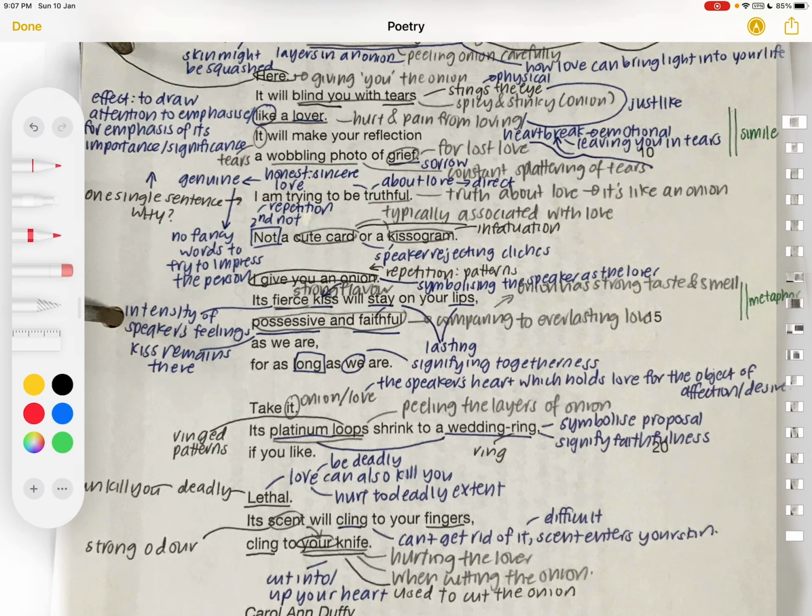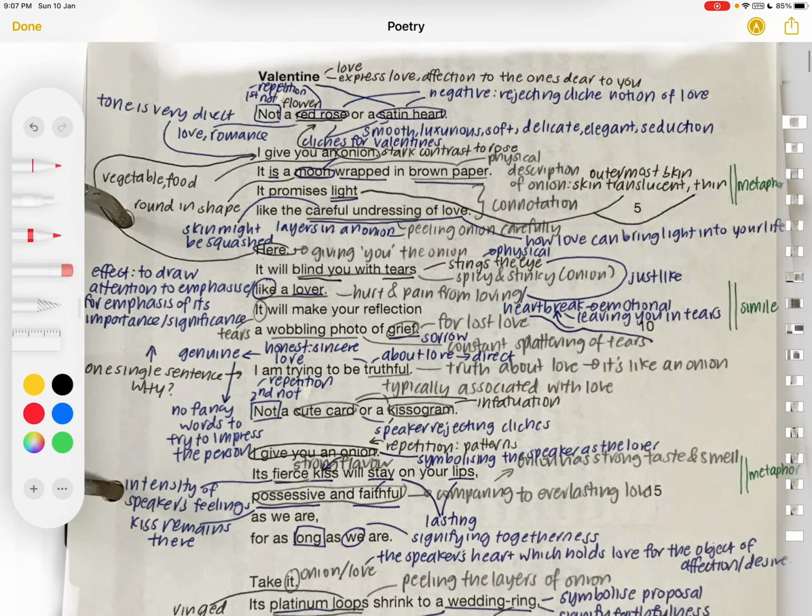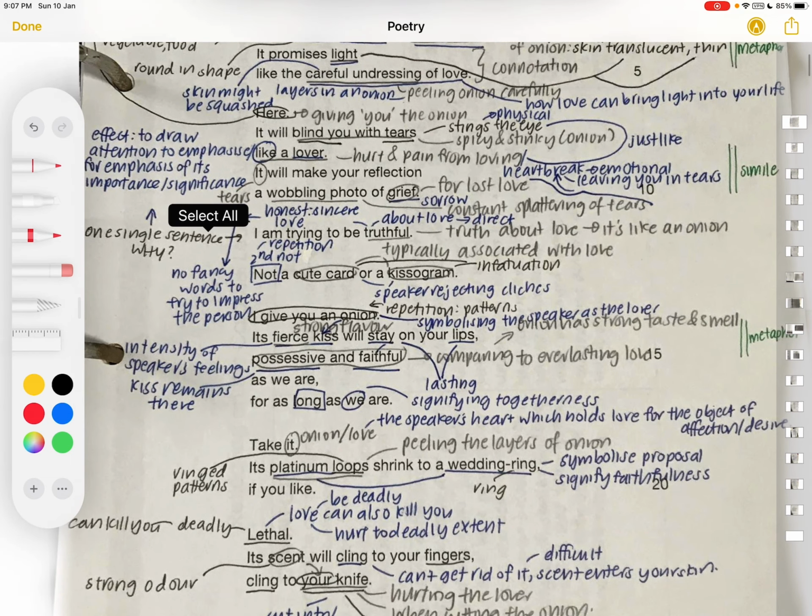"Not a cute card or a kissogram." So here you can see that the line starts with "not," and this "not" is also a repetition of the first line, where the first line also starts with "not." So both a cute card and a kissogram are typically associated with love, and you can see that once again both are gifts, and they are also symbols of infatuation. So in this sense, the speaker or the poet is actually rejecting cliches of love.